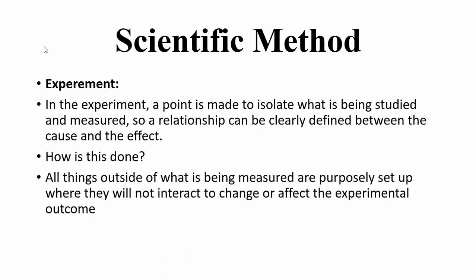In the experiment, a point is made to make a clear distinction of the relationship between the cause and the effect of what is being measured. How do we do this? To do this, all things outside of what is being measured are purposely set up where they do not interact, change, or affect the experimental outcome. Terms used for things that can interact with the experimental outcome are called parameters and variables.